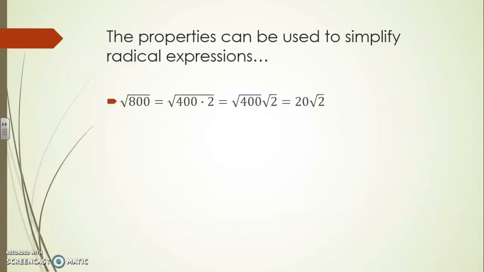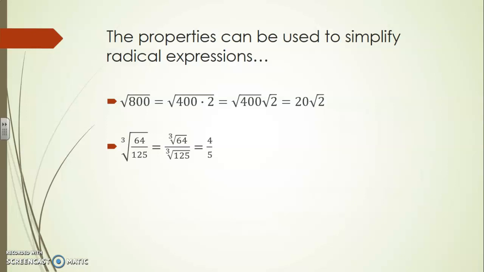For instance, 800 rooted, or the square root of 800, can be thought of as 400 times 2 being rooted. Now, why did I pick 400 rather than, for instance, 200 times 4? It's simply because 400 is the biggest number I could think of that turns out to be a perfect square. So the root of 400 times 2 can be split into the root of 400 and the root of 2, and the root of 400 is 20, 20 being the positive number that is the result of the root of 400.